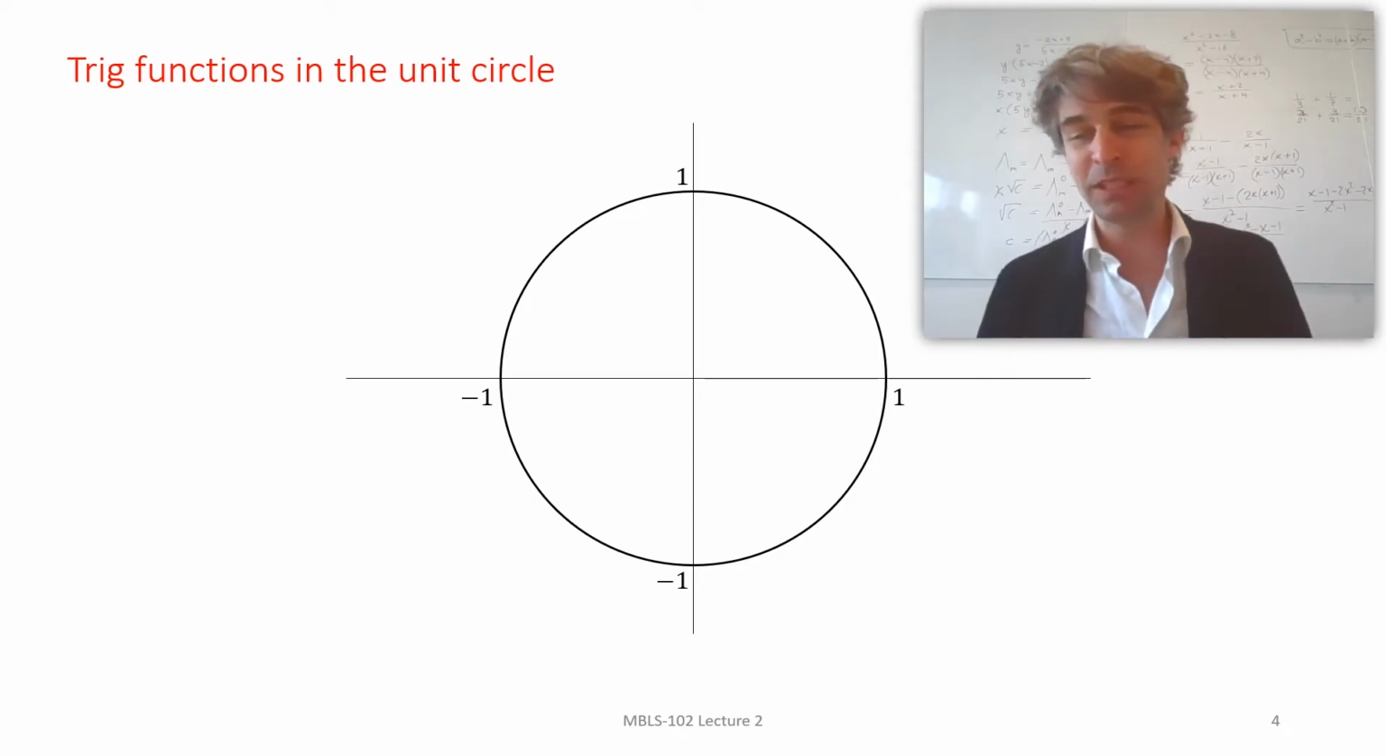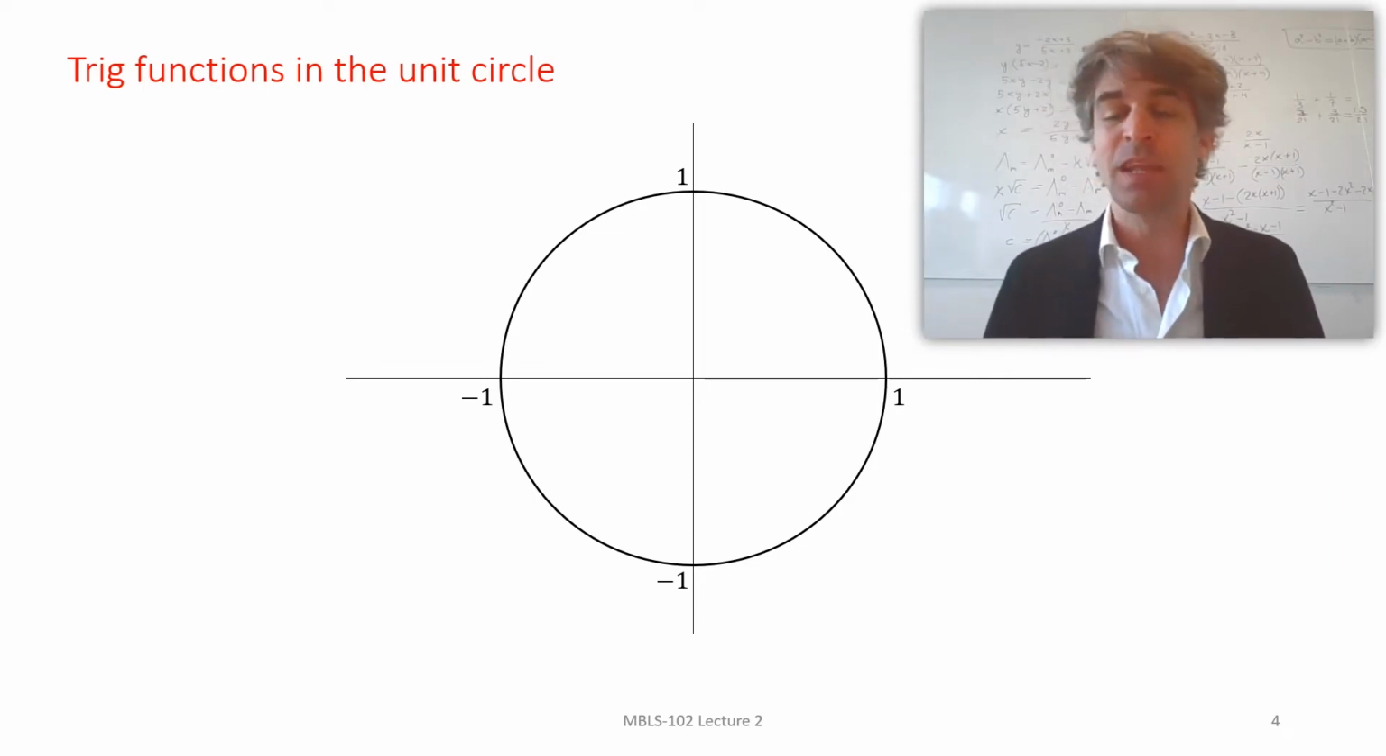So here you have this unit circle. It has a radius 1. And I place it in a coordinate system so that the middle of the circle is at the origin.